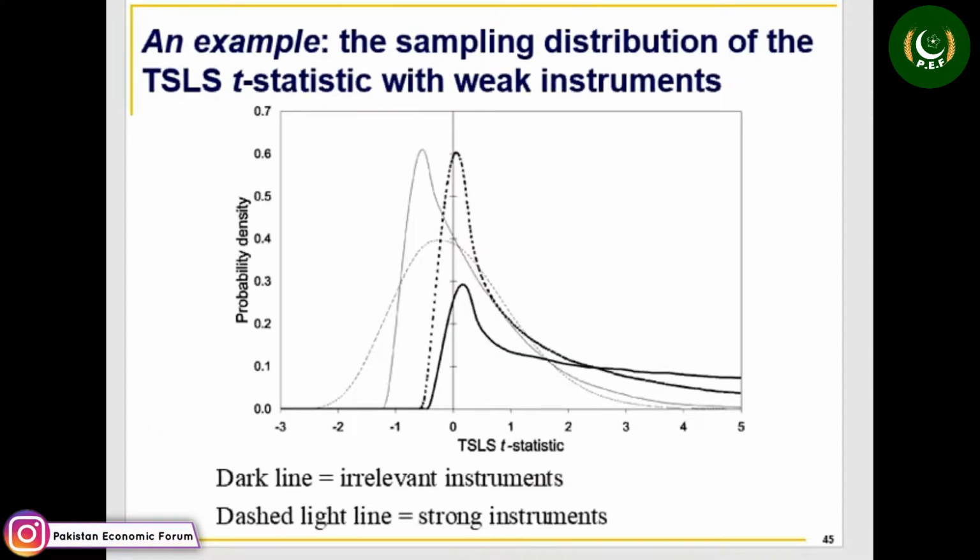So if you have invalid instruments, if you have weak instruments, your distribution will look like this. I'll demonstrate through simulation at some time. And if you have valid instruments, the distribution looks like this dotted line.